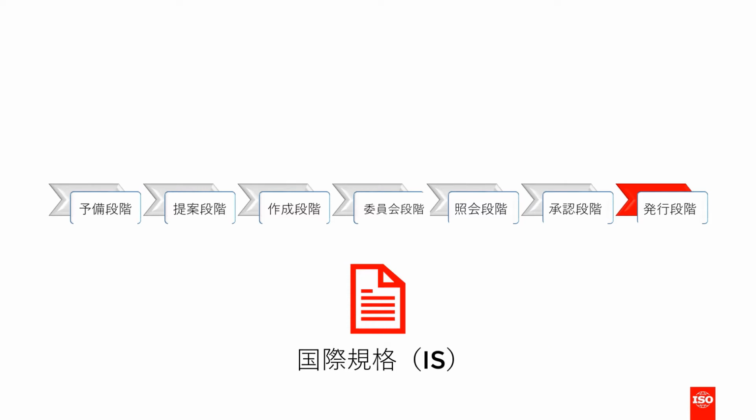Hopefully the document will pass the ballot and make it to publication stage. This is the stage when ISO CS corrects any errors indicated by the committee secretariat and publishes the final document.